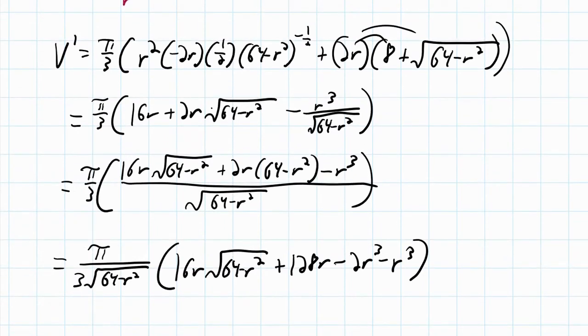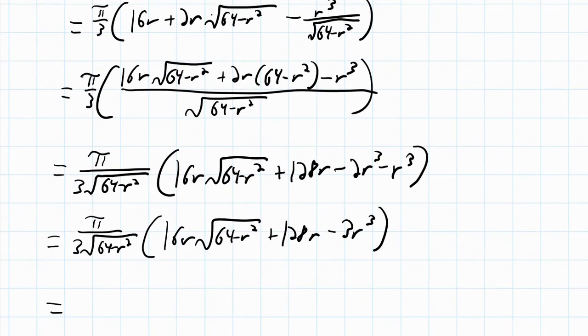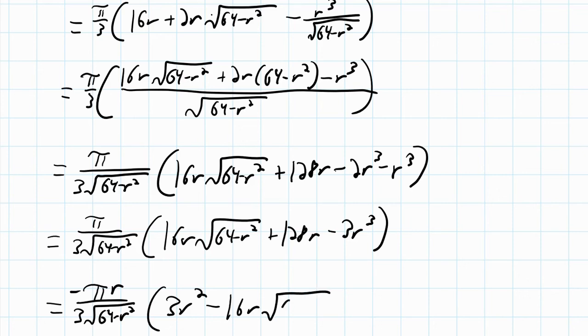Just checking my steps and double checking them because my work at some point here was wrong. Okay, continue on. We're going to do pi over 3 times root 64 minus r squared. Then I have a 16r and a root 64 minus r squared plus 128r, and then minus 3r cubed. I can factor an r out. So pi over 3 root 64 minus r squared. I'm going to factor an r out, and I'm going to factor a negative out. That's going to let me flip everything around. So I have 3r squared minus 16r root 64 minus r squared minus 128.